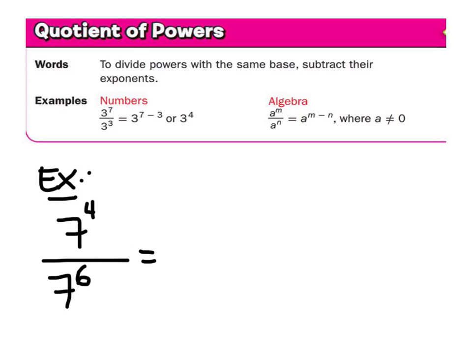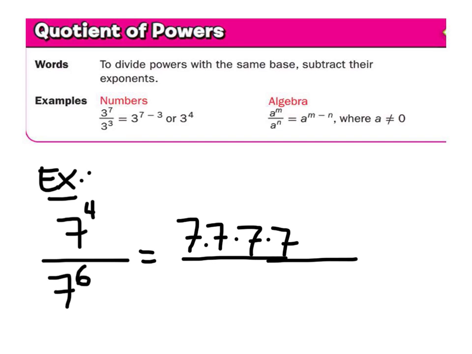All right, so we have this fraction. On the top, in the numerator, how many 7s are we multiplying together? 4. So 7 times 7 times 7 times 7, times 7 times 7 times 7. On the bottom, how many 7s are we multiplying together? 7 times 7 times 7 times 7 times 7 times 7 times 7 times 7 times 7.